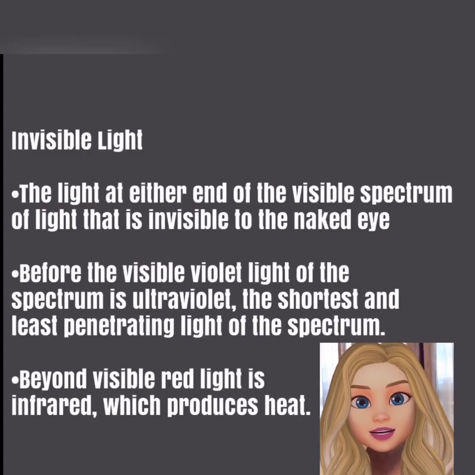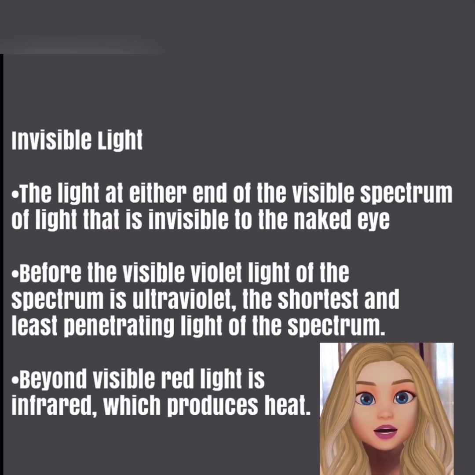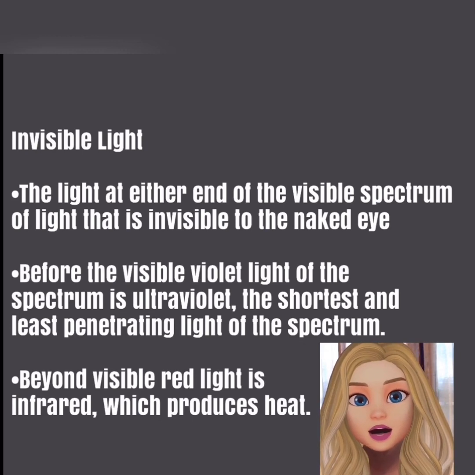Invisible light is the light at either end of the visible spectrum of light that is invisible to the naked eye. Before the visible violet light of the spectrum is ultraviolet light. It is the shortest and least penetrating light of the spectrum. Beyond the visible red light of the spectrum is infrared light, which produces heat.